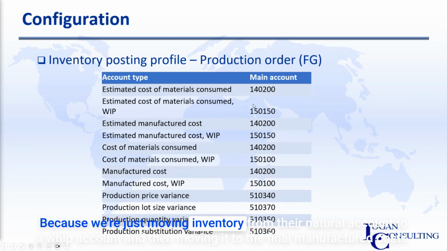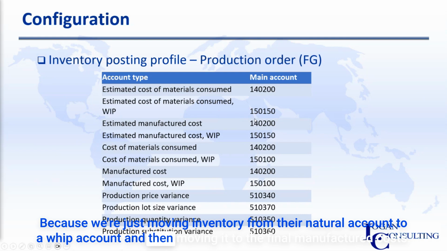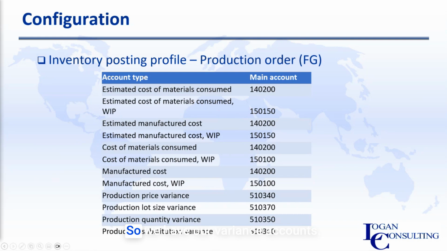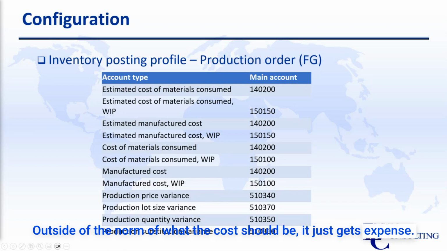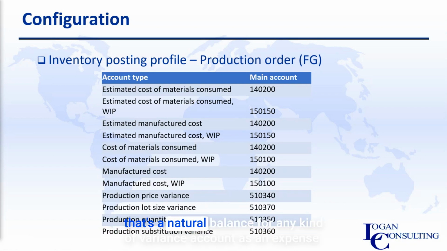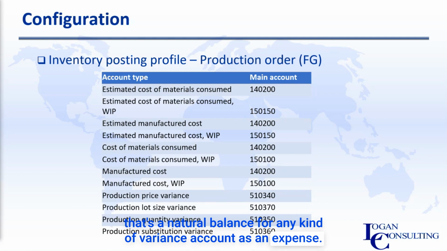Because we're just moving inventory from their natural account to a WIP account and then moving it to the final manufactured cost. So we have our variance accounts. I want to point out, these are all actually our expense accounts. So for standard costing, anything that's outside of the norm of what the cost should be, it just gets expensed. And that's the natural balance for any kind of variance account as an expense.